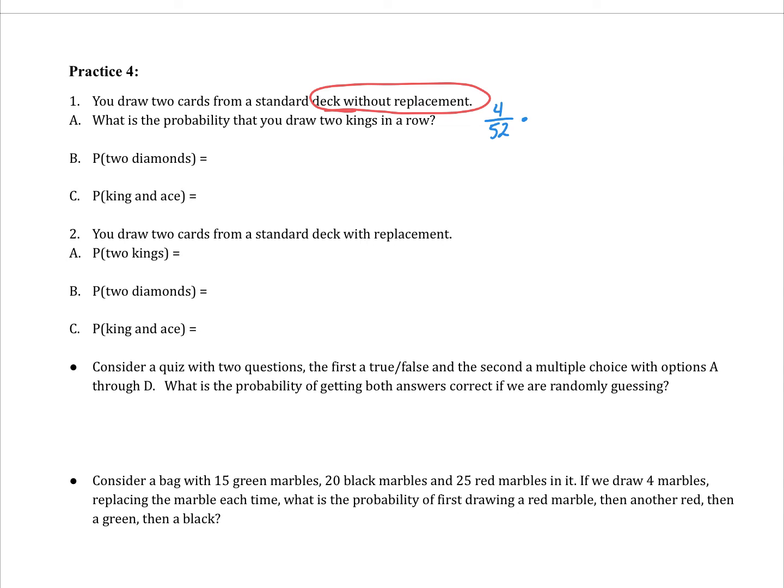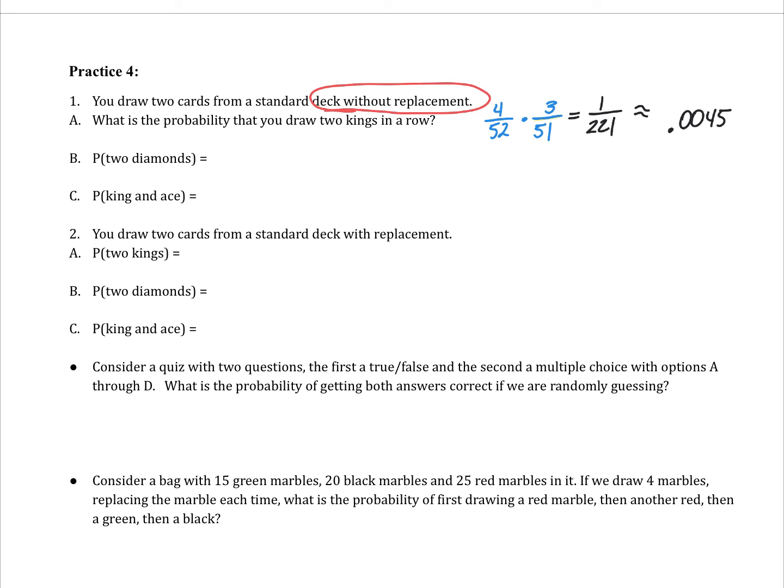So our next scenario, since I've drawn that king on the first one, it's no longer in the deck. So there are only 3 kings. And not only are there only 3 kings, there are only 51 cards in our deck because that king is sitting out to the side. So when I calculate this, I put it in my calculator, obviously, this is going to be a 1 out of 221 chance of this happening. So my chances of drawing 2 kings at random is 0.0045. So if we're talking about a percentage, we're talking less than 1% that will happen.